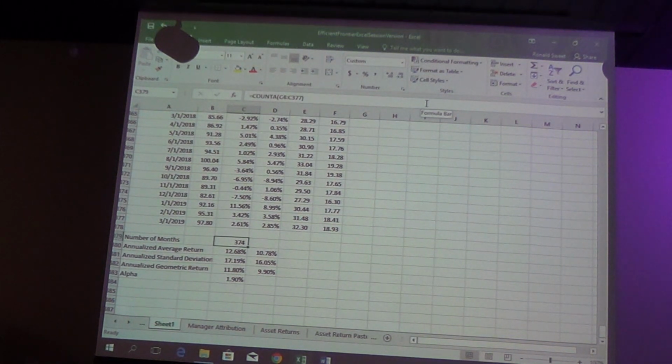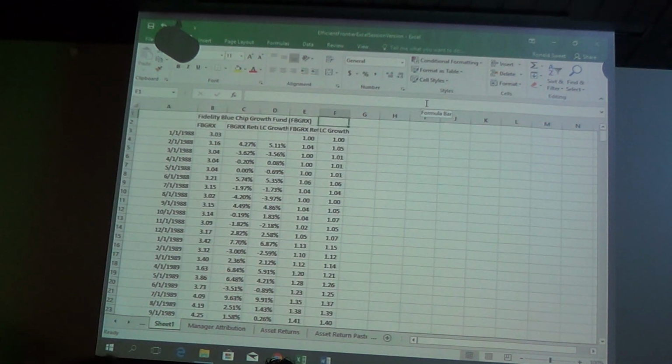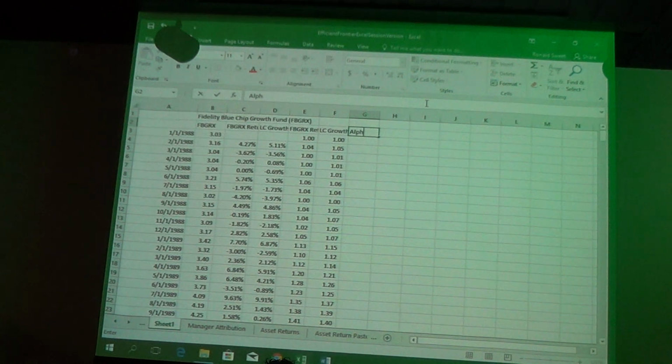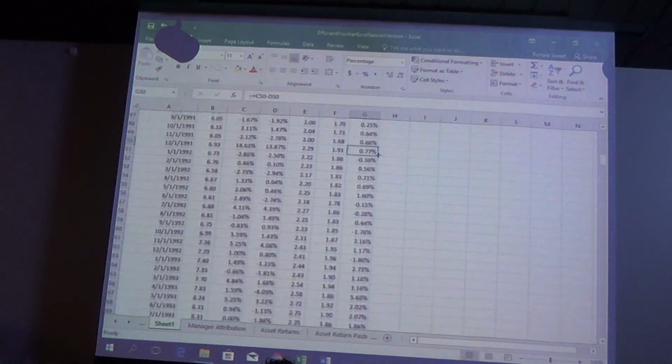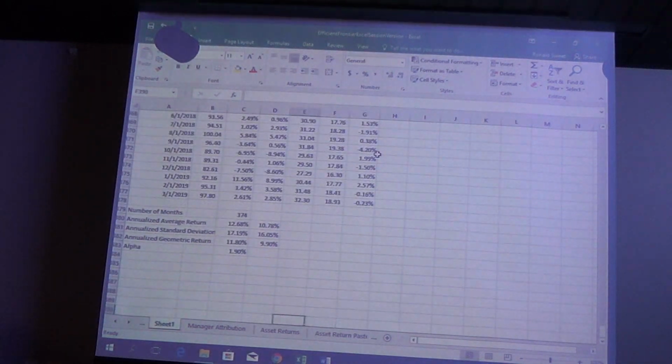Right, so number of periods, annualized average return, annualized standard deviation, geometric return, that gives you an alpha. The next thing we need to do, we're actually going to calculate the monthly alphas. The monthly alpha is just your fund minus the index, and you just copy that all the way down. So how did they do?